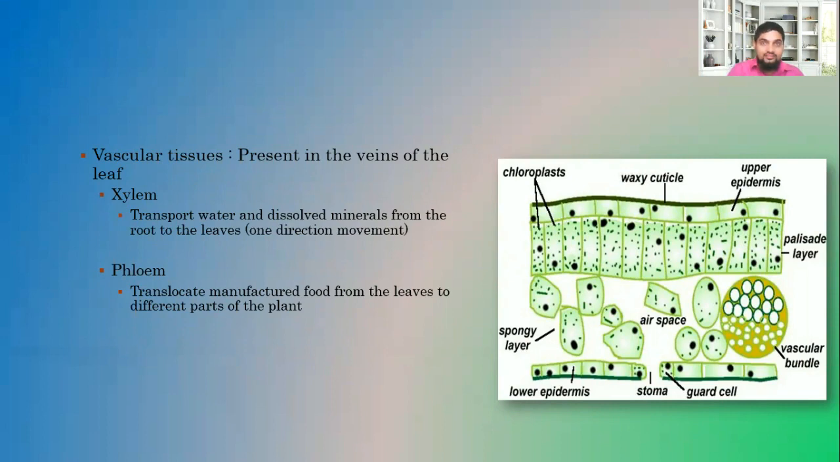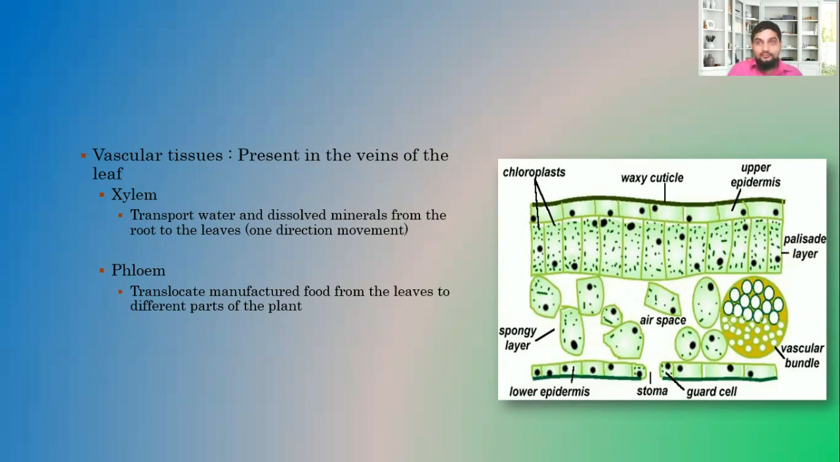There are minerals such as magnesium, calcium and so forth. These are dissolved in water. So as the plant takes up the water, it is also taking up those minerals. The movement of the water is usually in one direction, meaning it moves from the root towards the leaves. The phloem, the purpose of the phloem tubes, is they translocate.